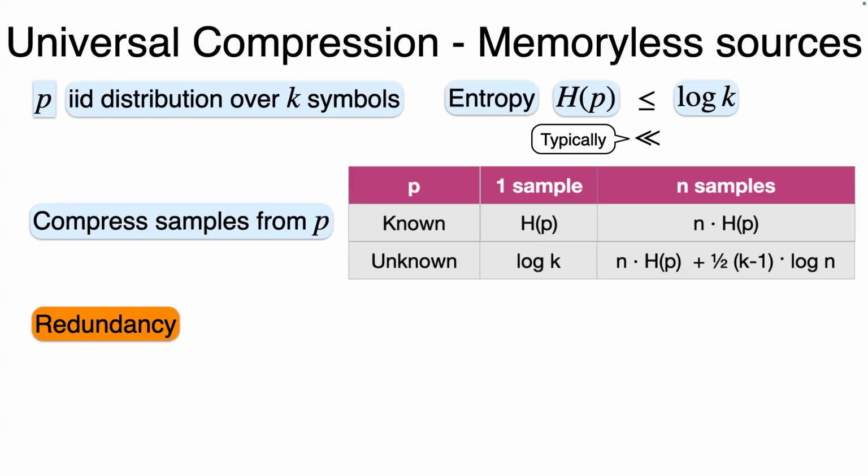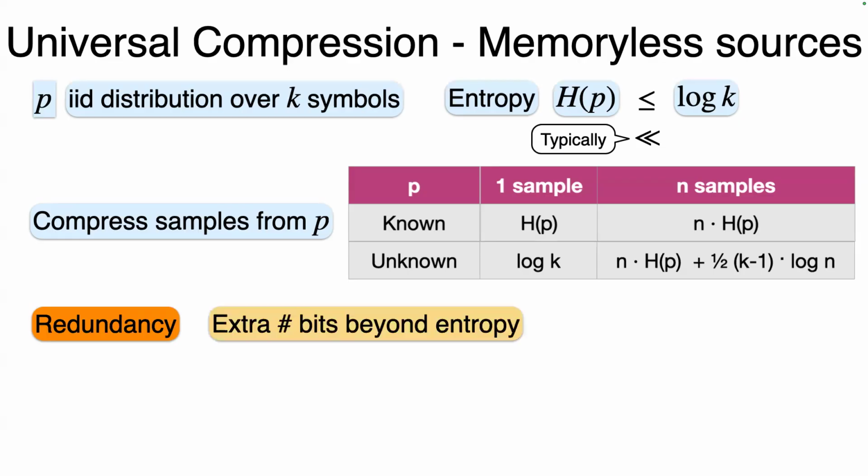And we define the redundancy to be the number of bits above the entropy that you need to compress when you don't know the distribution. It's this extra term here. So it's the extra number of bits beyond entropy, the extra number of bits beyond when p is known. So this is due to not knowing p.